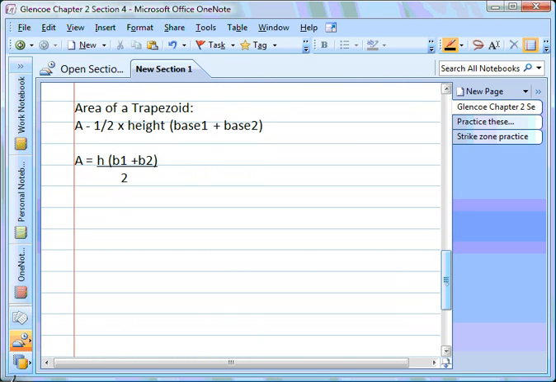Here's our last example problem. It's area of a trapezoid. Trapezoids have a longer base on the bottom and a shorter base on the top. Kind of looks like a triangle with the top chopped off. So if we have a trapezoid that looks like this, and our measurements are, let's say, 10 centimeters on top, 12 centimeters on the bottom, and our height, again, our height has to be at a 90-degree angle. Our height is 6 centimeters.